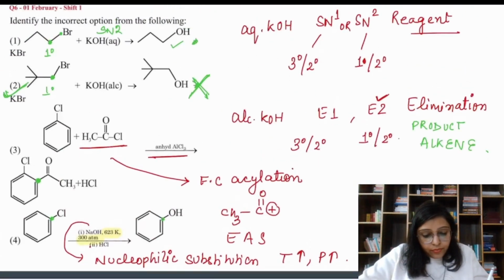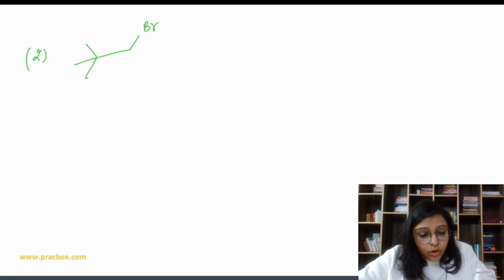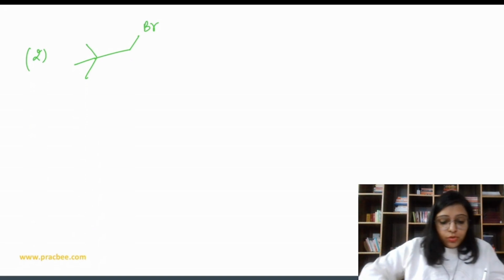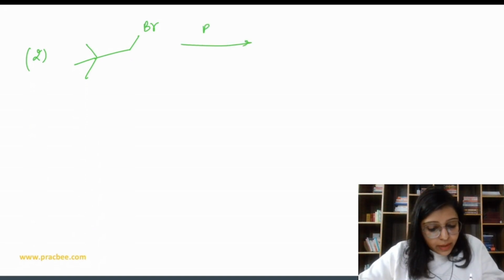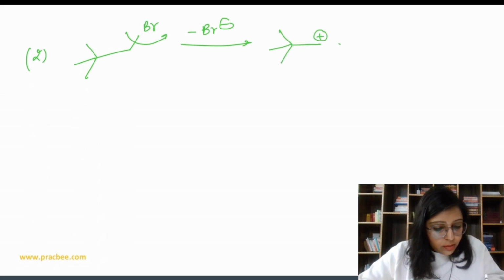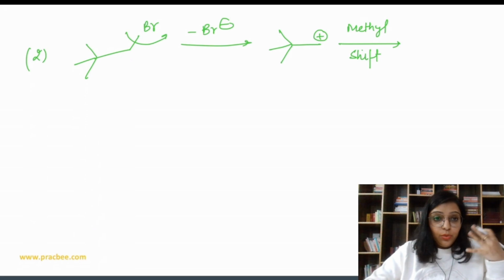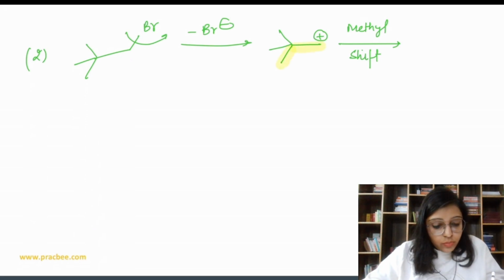Now in the second one, we have this one, and we have alcoholic KOH. So how to do this? What happens? First Br minus leaves, so we get carbocation formation over here. Then we do a methyl shift, because a 1 degree carbocation is not stable. So we have to check whether we can do rearrangement or not. So let's do the methyl shift. So we have positive charge over here.